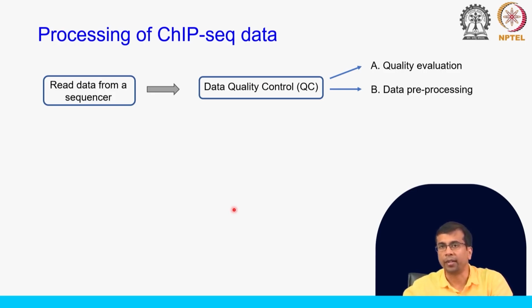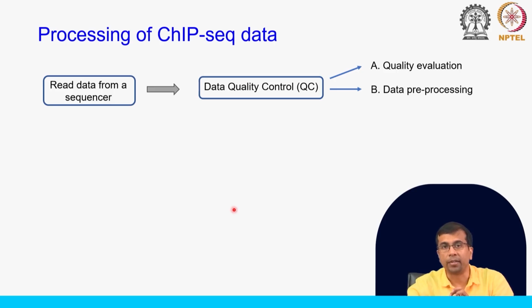The second part is the data pre-processing part, where if we see some sort of contamination, for example, adapter contamination or some sort of quality issues, we can get rid of those, or we can do some pre-processing so that we can address those issues effectively. So, this is something that is very important, but we are not going to discuss all this in this class.